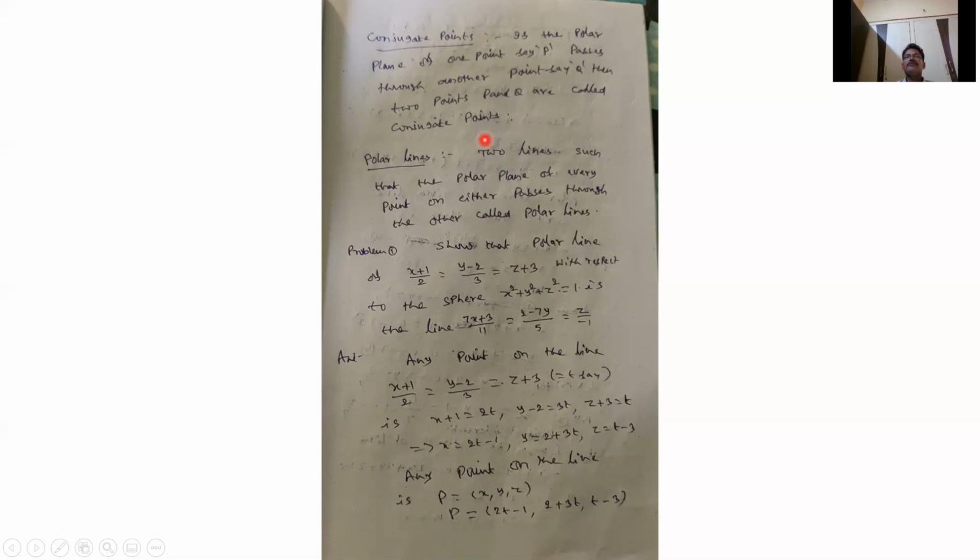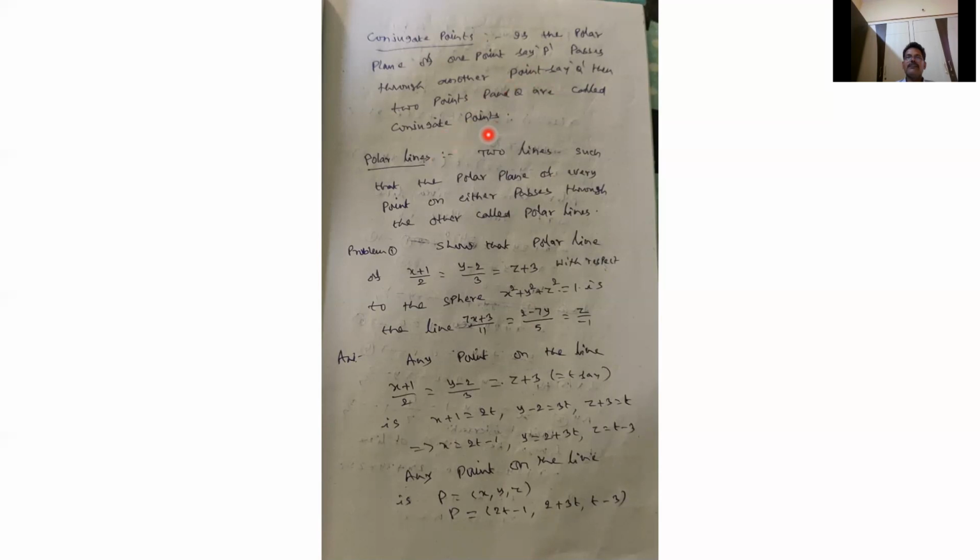When you say two points are conjugate, if the polar plane of one point passes through the other point, then the two points are called conjugate points. Suppose P and Q are two points. If the polar plane of point P passes through another point Q, then the two points are called conjugate points.